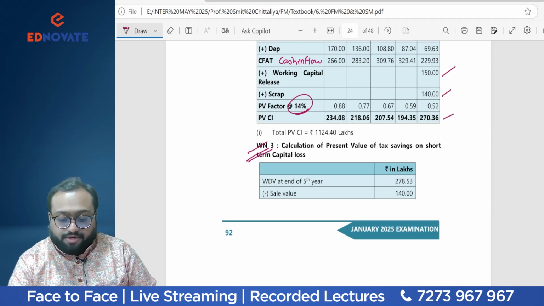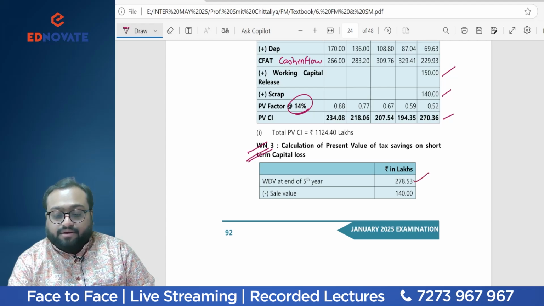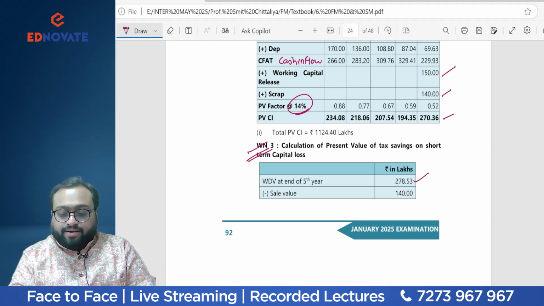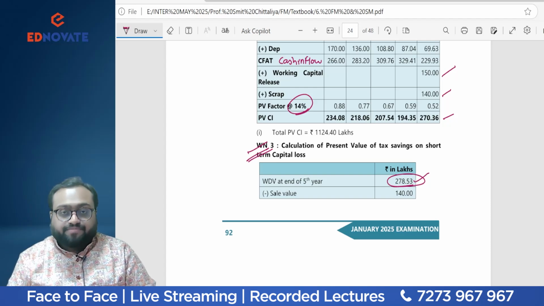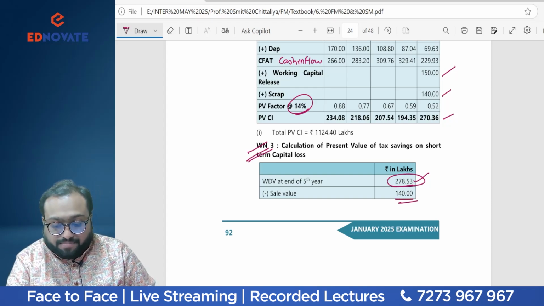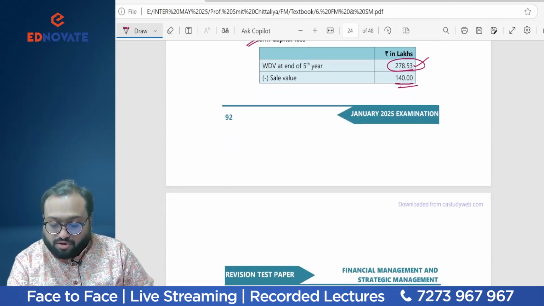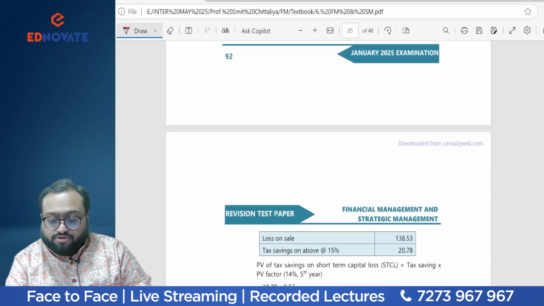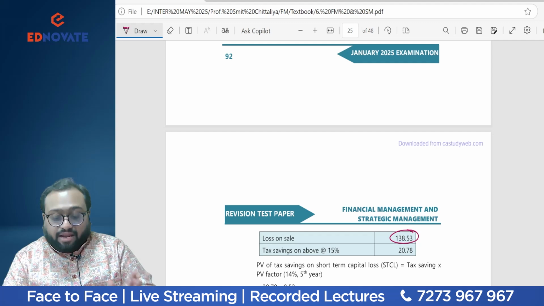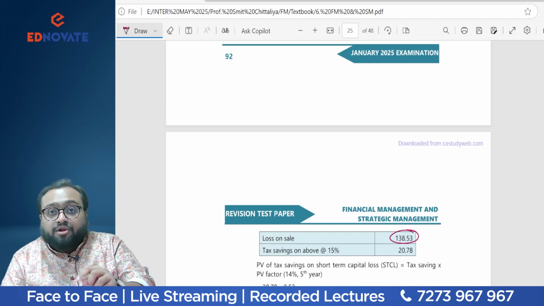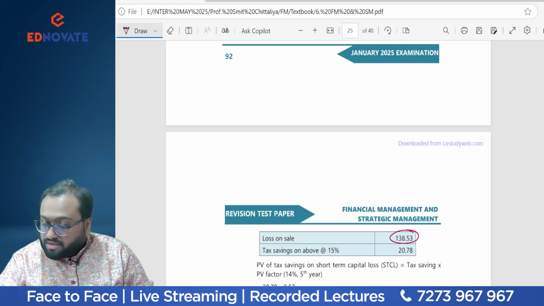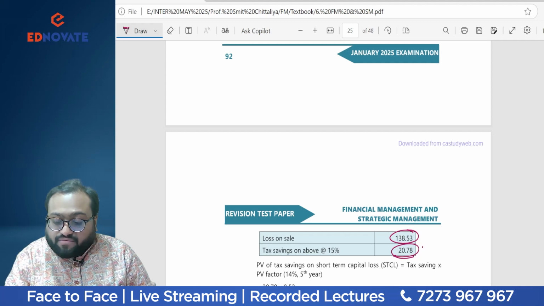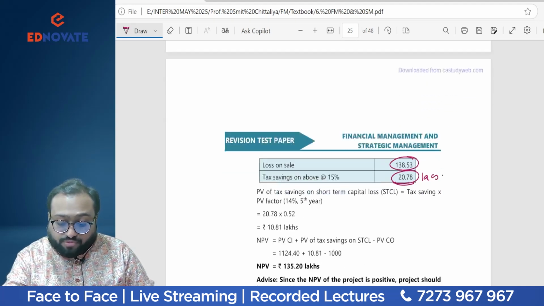But if you see over here, when you prepare the depreciation schedule, you will get the WDV at the end of the 5th year, that is 278.53. And the sale value is 140. Am I right? The scrap value. So you are getting less than your WDV. So there's a loss on sale of asset. And if there's a loss on sale of asset, the loss will save your tax. So in the last year, this 138.53 into 15% tax rate, 20.78 lakhs will be savings in tax, which should be added in the last year.